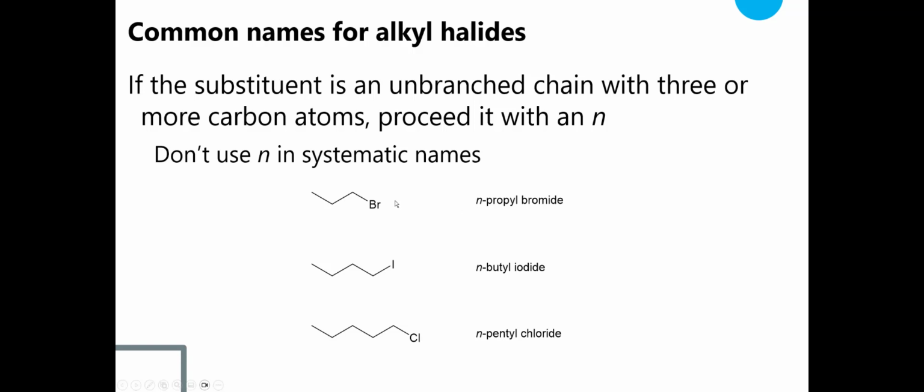So here's n-propyl bromide. Here we have a 4-carbon chain, n-butyl iodide, and here we have a 5-carbon chain, n-pentyl chloride. Notice these would only apply, of course, if the halogen is bonded to the last or first carbon in the chain, depending on how you look at it.